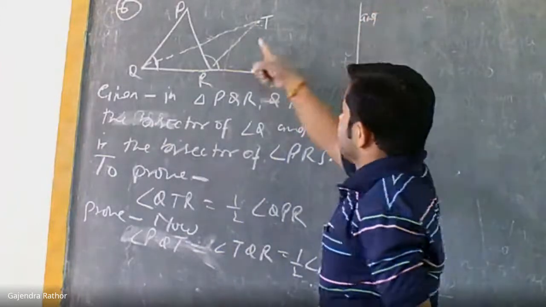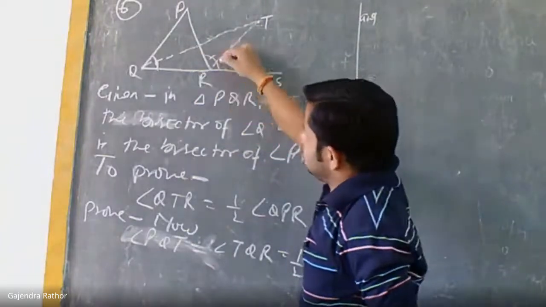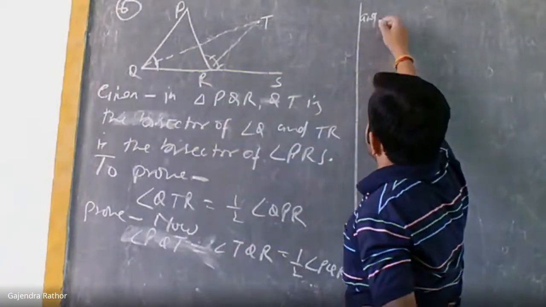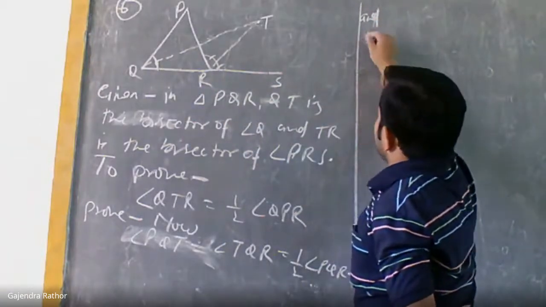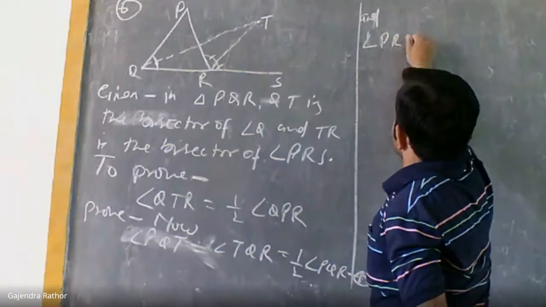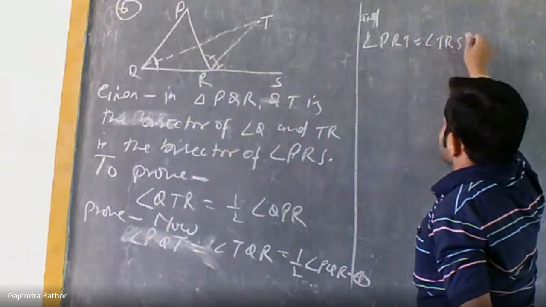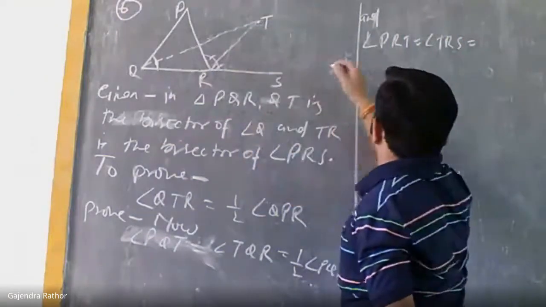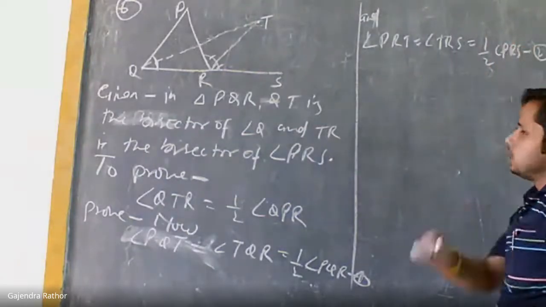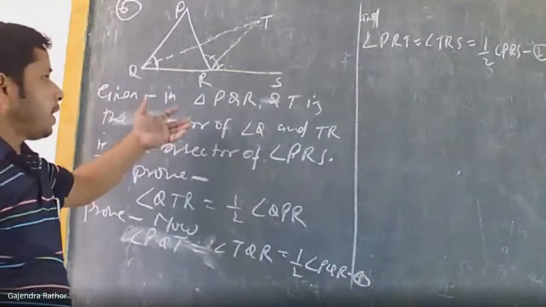And RT is also the bisector of angle PRS, so each part will also be equal to half the value of PRS. Angle PRT is equal to the second part, TRS, which is equal to half of the complete angle PRS, 1 by 2 angle PRS. Equation number 2. So we got these steps from the given.